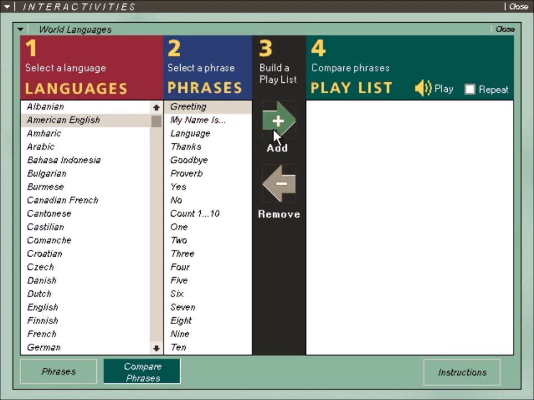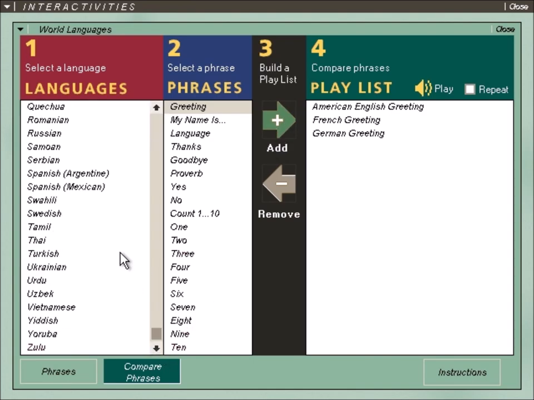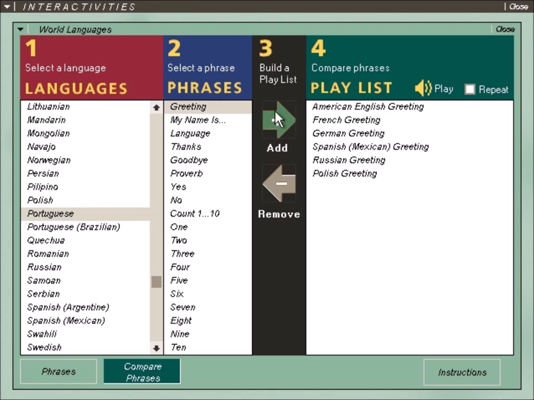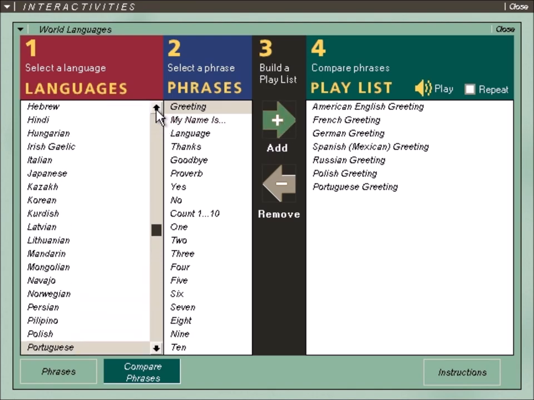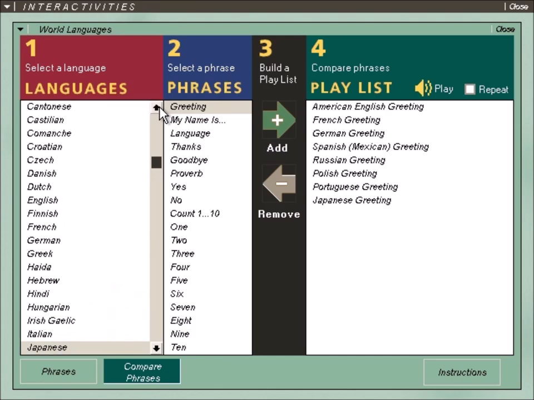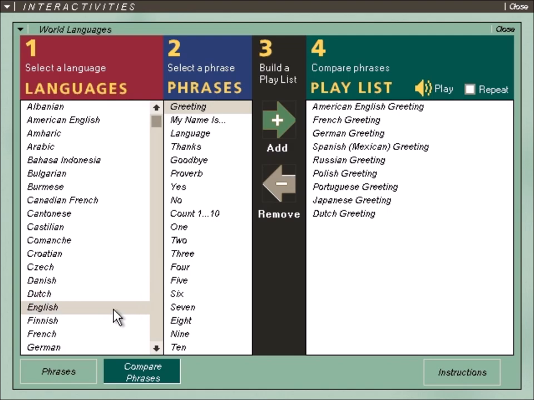Hello. Bonjour. Guten Tag, wie geht's? Como estás? Hola. Hoe gaat het met jou? Hello.